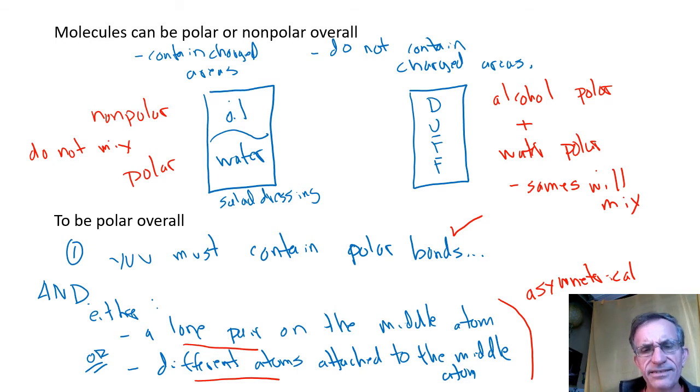Now, it probably is going to help to see some examples. I'm going to flip over to one more slide, and we're going to go through all the possible scenarios you could run across. There are really only four scenarios that could happen when we try to think about whether something's going to be polar or not.